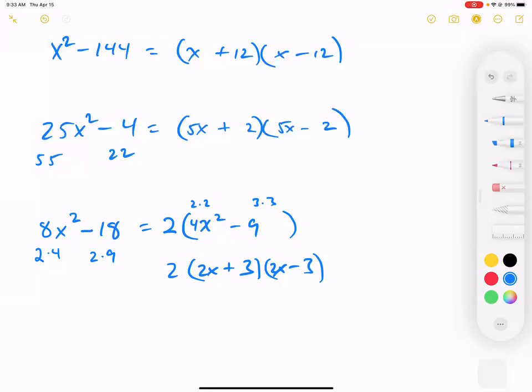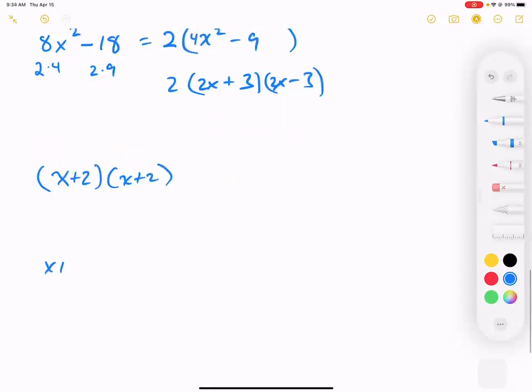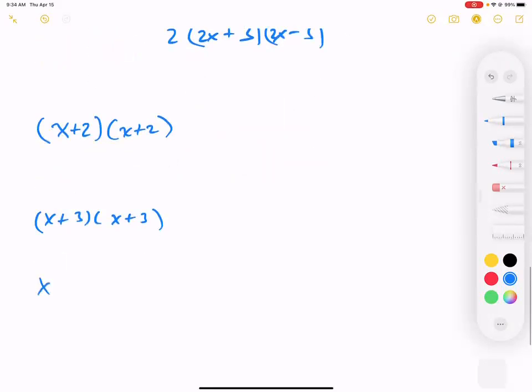So these are special factors. We have one more set of special factors that we want to make sure we know. And that's, what if we have a square of two terms? So here we go. Let me show you. If I say x plus 2 times x plus 2, x plus 3 times x plus 3, x plus 4 times x plus 4. Now sometimes you might read this as x plus 2 squared, or x plus 3 squared, or x plus 4 squared, a squaring a binomial.